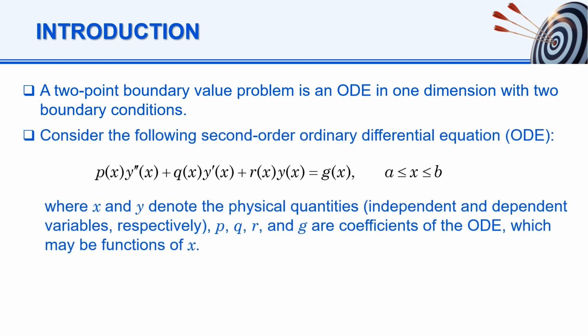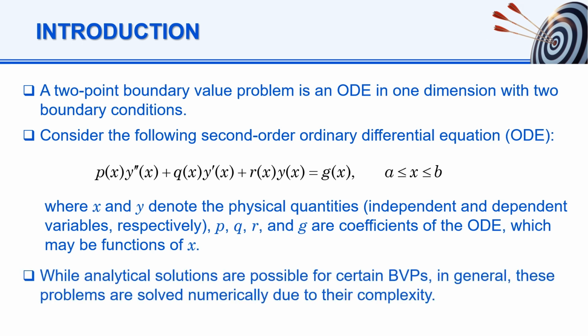Consider the following second-order ordinary differential equation, where x and y denote the physical quantities, independent and dependent variables, respectively. P, Q, R, and G are coefficients of the ODE, which may be functions of the independent variable x. While analytical solutions are possible for certain boundary value problems, in general, these problems are solved numerically due to their complexity.